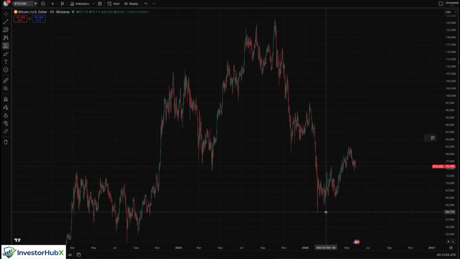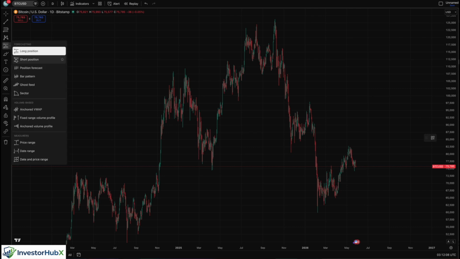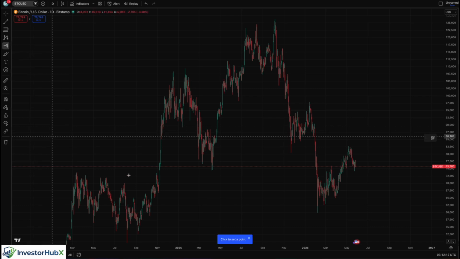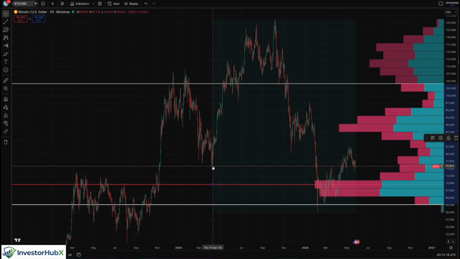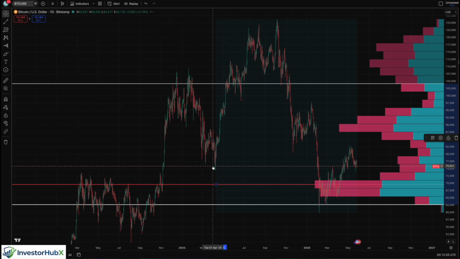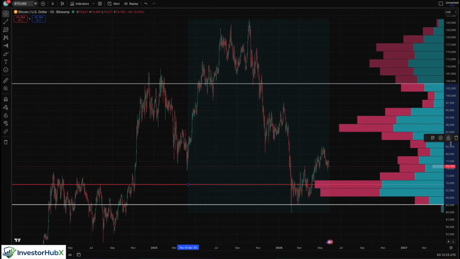So how do we plot volume profile on a chart? First, head over to the forecasting and measurement tools, then select Anchored Volume Profile. After that, click on the point where you want the profile to begin. Once applied, you'll notice a series of horizontal bars appearing alongside the chart. These bars show you how much trading activity occurred at each specific price level. The larger the bar, the more volume was traded at that price. The smaller the bar, the less trading activity occurred.